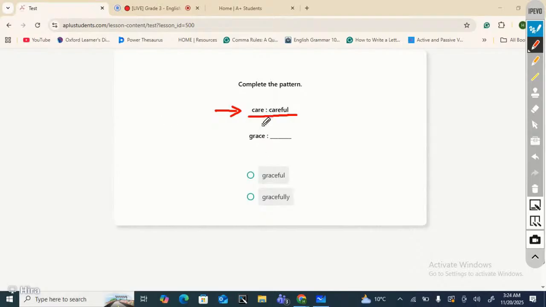Well, the first option, the word graceful, shares the same suffix and acts the same way. A person who is careful shows care. A person who is graceful shows grace. So it completes the pattern.